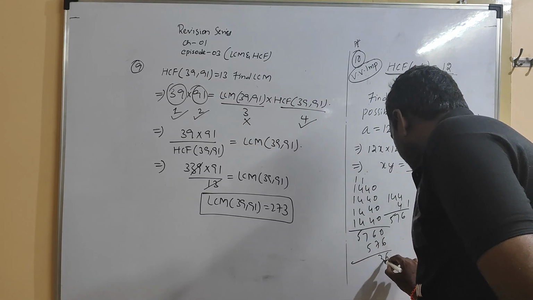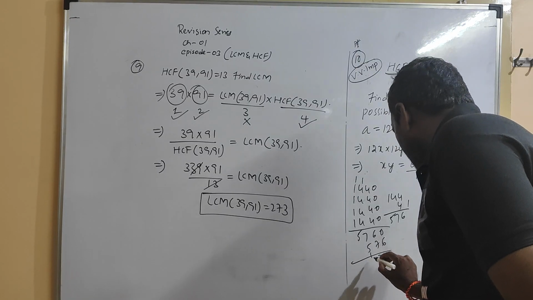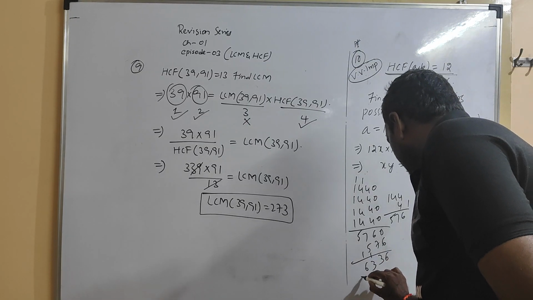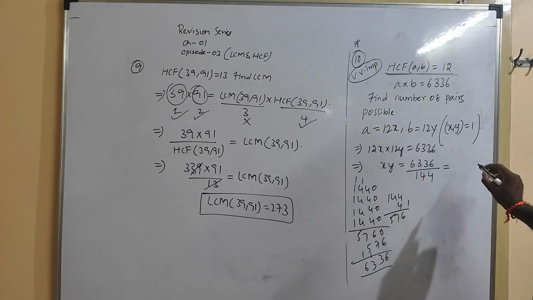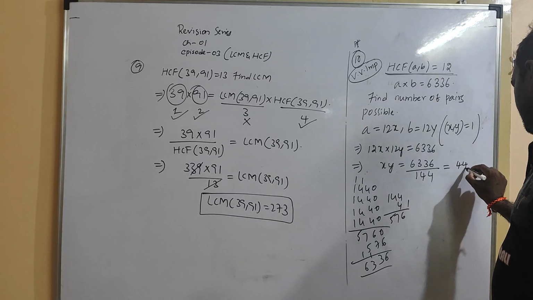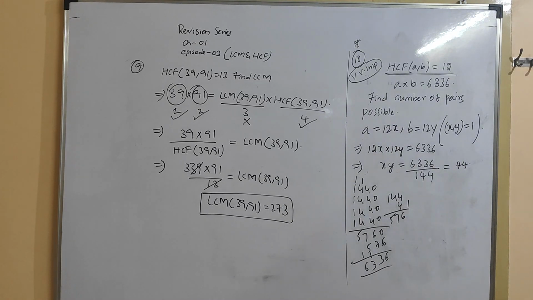6 plus 7 is 13, 1. 7 plus 5, 12, 13, 1. 6, 3, 3, 6 I got. So how much did I get? x into y I got it as 44. Am I clear? Calculations you have to do.